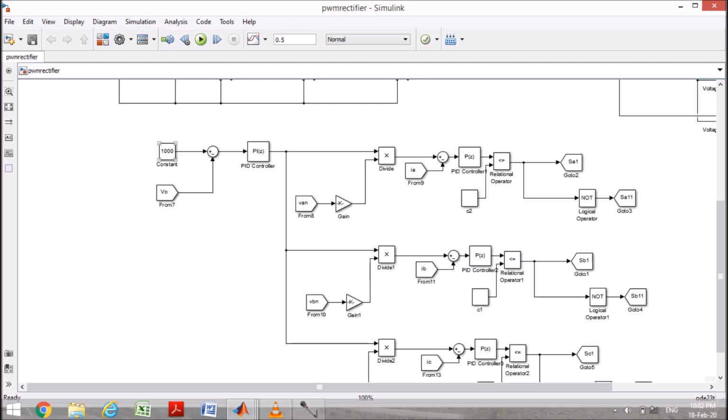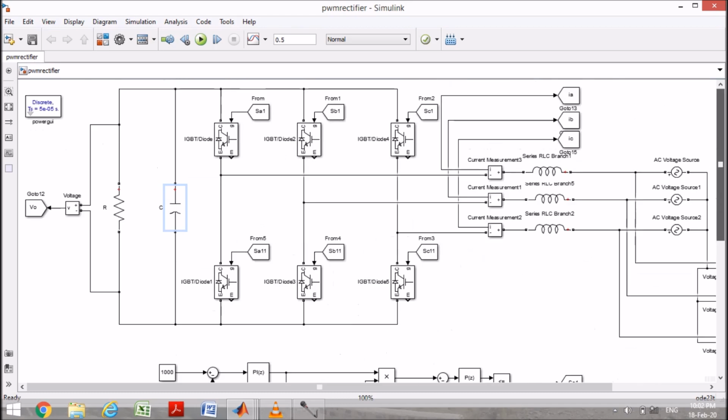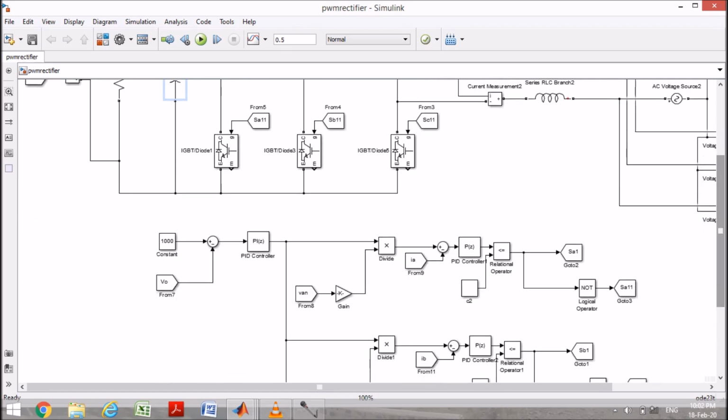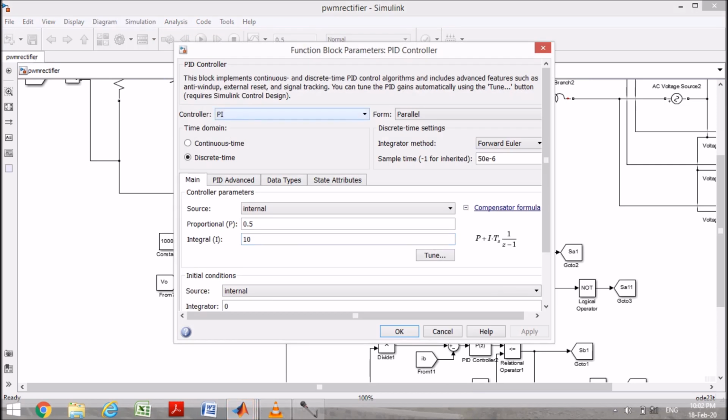Here I have taken 1000 volts, and V0 is the measured voltage. Now we have to get the error: V reference minus V0 gives the error. That error is passed through the PID controller. Let us see the PID controller. I have used only a PI controller, with discrete time, P value 0.5 and integral value 10. Here you have to give some sample time, 50 to the power minus 6, otherwise you will not get output.